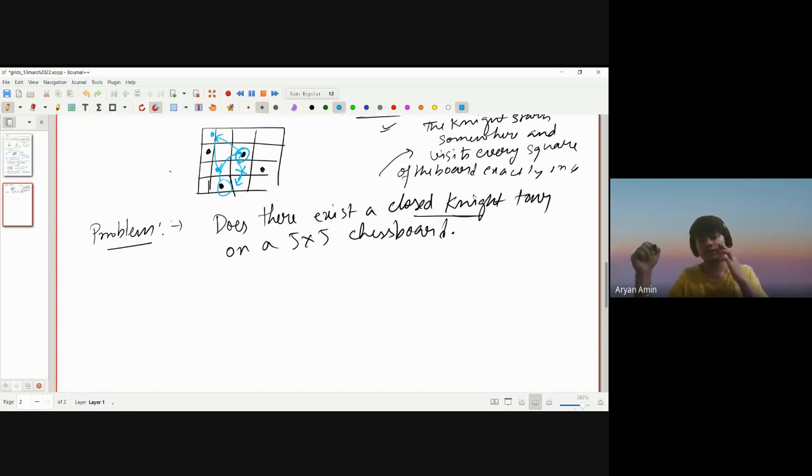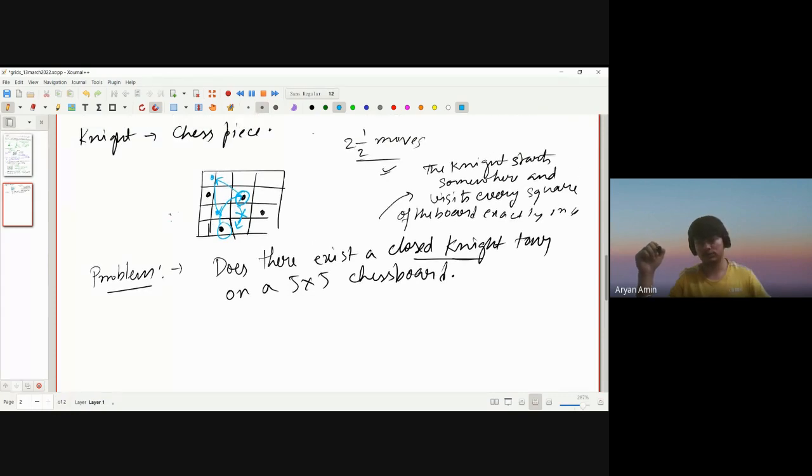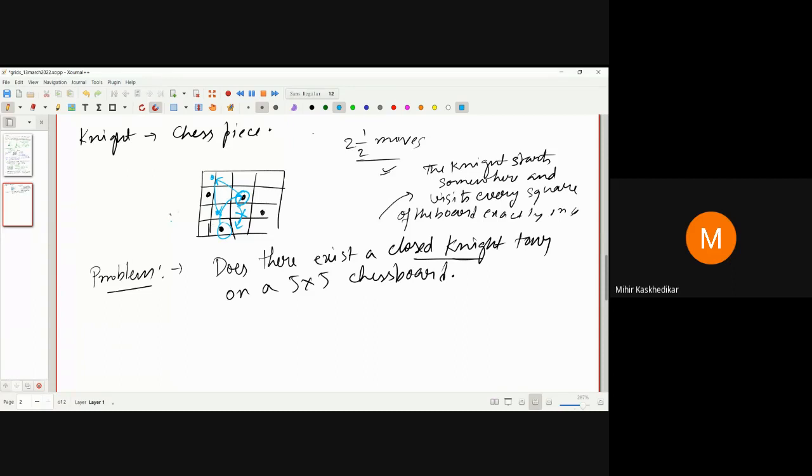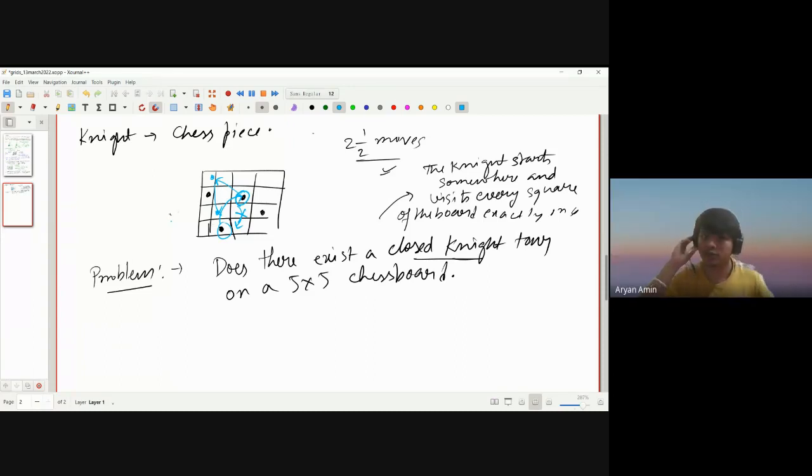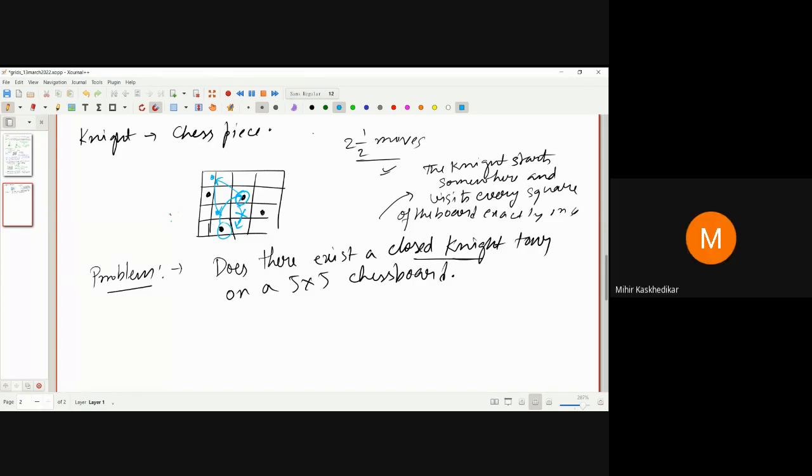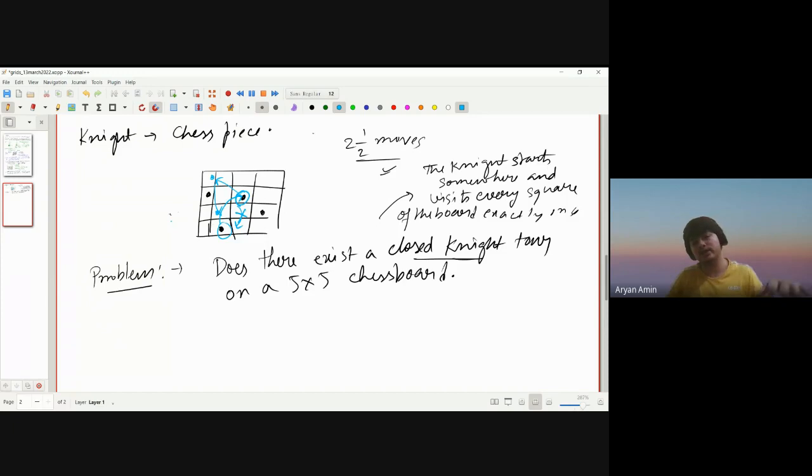Does everyone get the question? What I mean by a closed knight tour? So should it cover all squares of the chessboard? Yes, it is supposed to cover all the squares of the chessboard. It starts somewhere and then makes a sequence of moves such that it visits every square of the chessboard exactly once. And the chessboard is a 5x5.